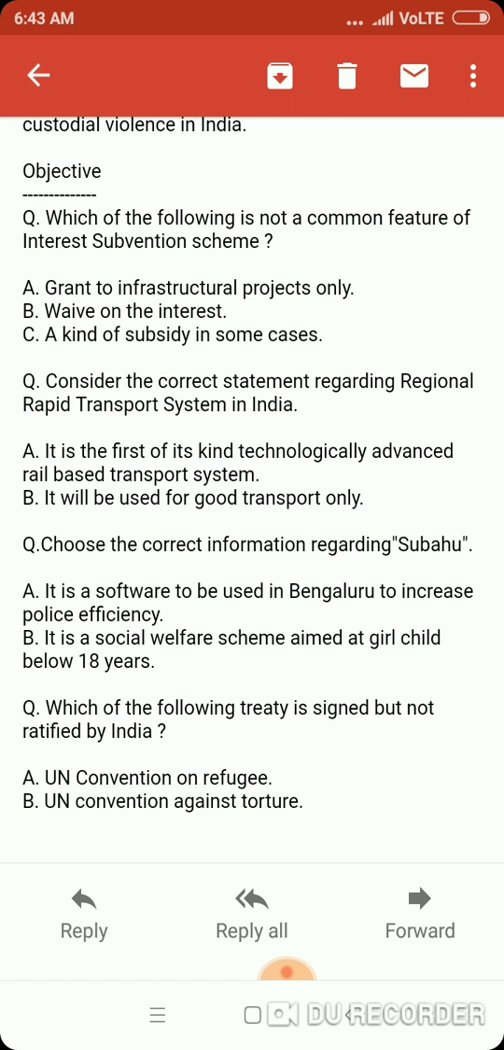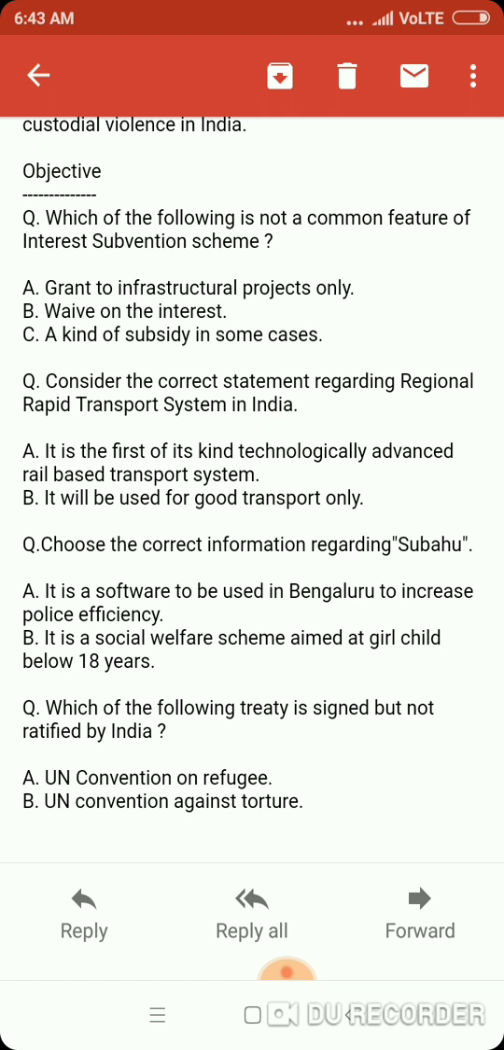Which of the following treaties is signed but not ratified by India? Here the words sign and ratify are very important. If an international treaty is made, written, then there is a requirement of a minimum number of countries who have to sign it. After that, it becomes valid. So any country can sign it, but what does ratification mean? When an international treaty is signed, then how domestic law will be formed under that treaty, how domestic law has to be changed in response to the international treaty. That is ratification, right?